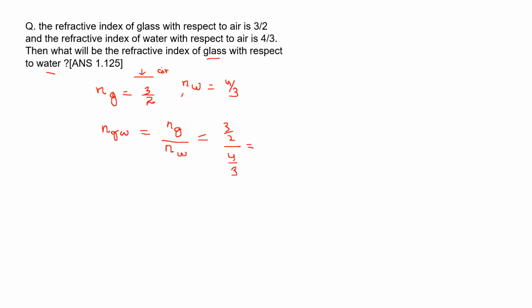So what will happen? This fraction will go up, but it will get reciprocated. It will become 3 upon 4. So you will get 9 upon 8. I want you to divide 9 by 8. The answer is written here. So further you have to do it by yourself.